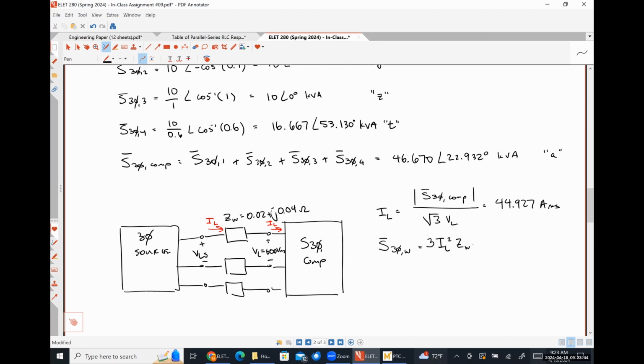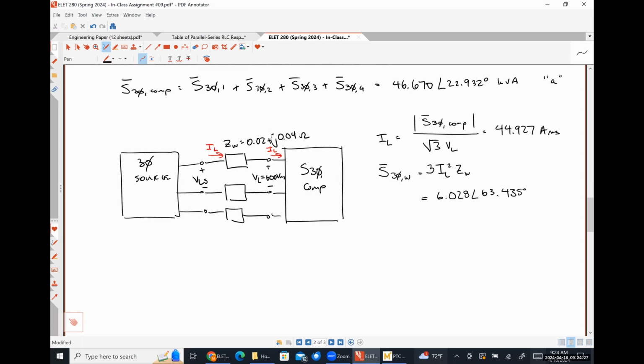So three times answer times 0.02 plus 0.04j comes out to be 6.028 angle 63.435 degrees. What should the units of this be? This is actually very, very important.